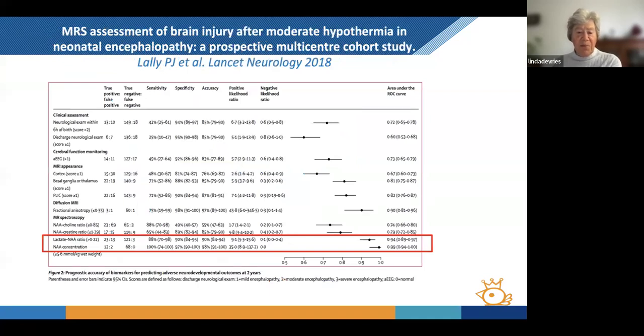Now, looking at the paper by the group in London with Peter Lally as the first author in 2018, they looked at all these different things, the clinical assessment, CFM, MRI, also the DTI, but the spectroscopy comes out as being the best area under the curve compared to all the other techniques. So it isn't difficult to do. It doesn't take long on your scanner. It's just about 5 minutes. So if it can be done, it can be really helpful and predictive of outcome.